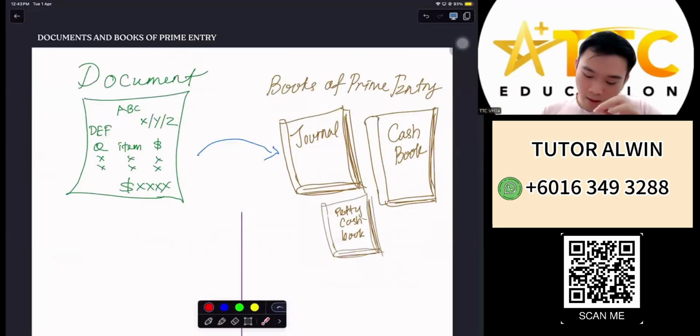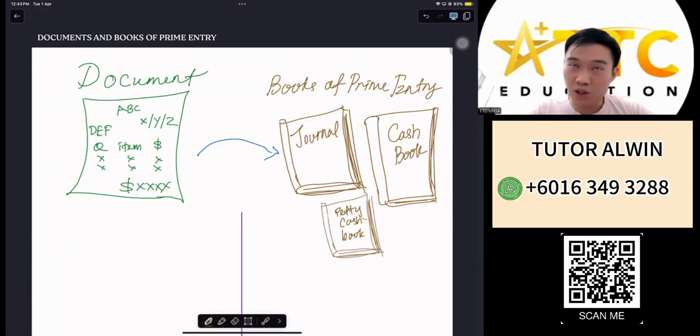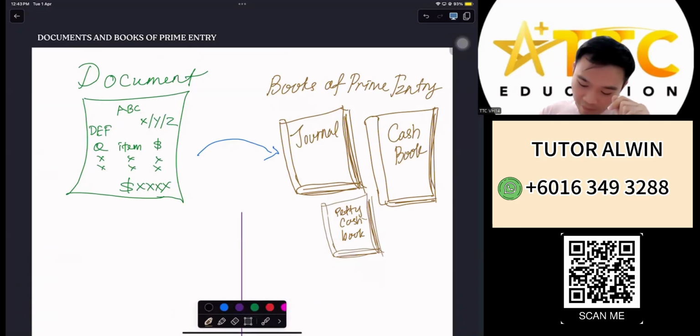So today we'll be discussing documents and the books of prime entry, one of the key topics while you are starting your accounting journey or IGCSE accounting. So let's have a look.